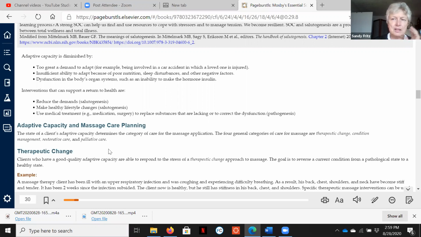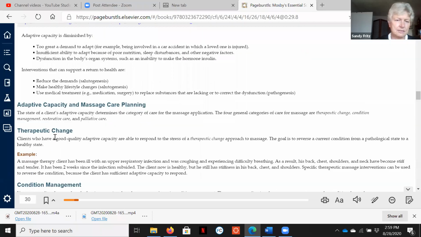So we just have to kind of take the client's history, pull that all together, look at what the demands are for them. A couple of days ago here in Michigan, it was very, very hot. Hot and humid, and I didn't have access to my air conditioning. And so, since I had not challenged my body to adapt to heat changes, I had used climate control, I found it very hard to be comfortable in that heat. So that's another example of adaptive capacity.